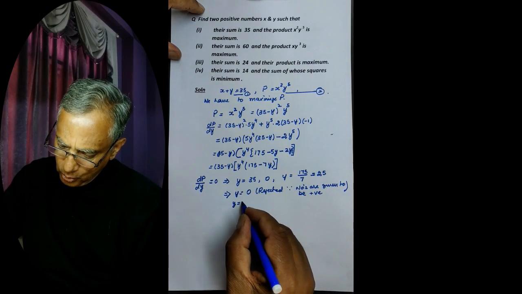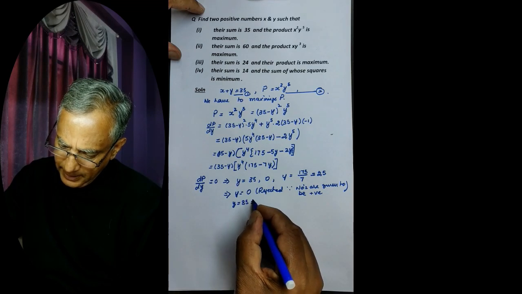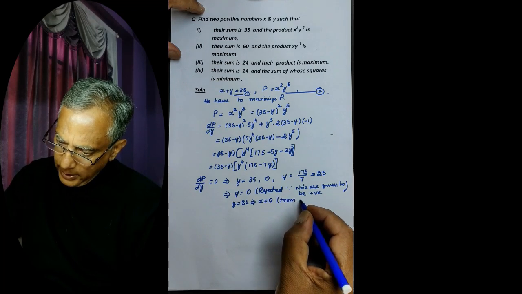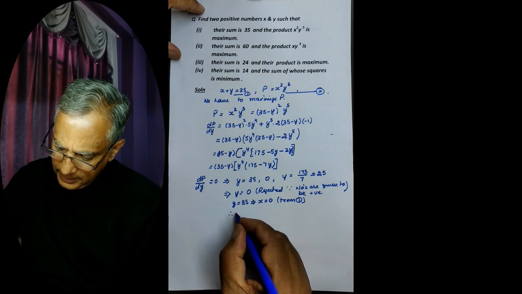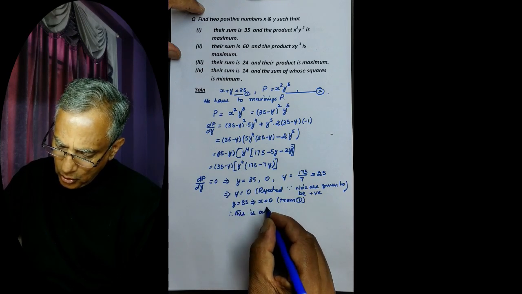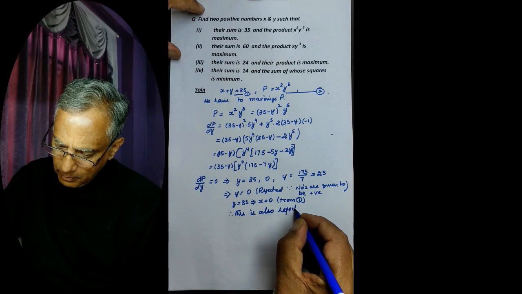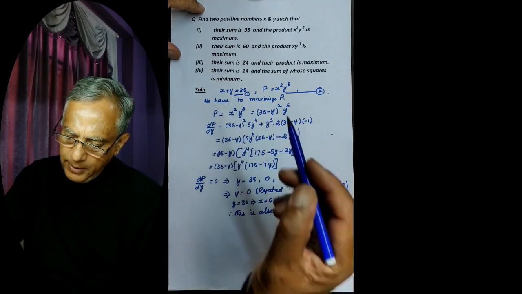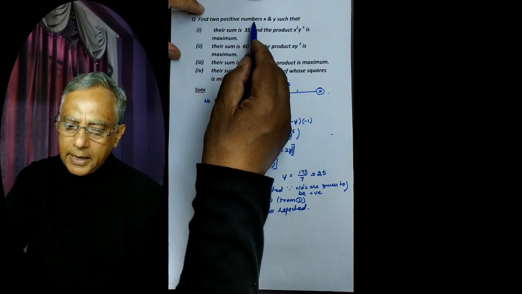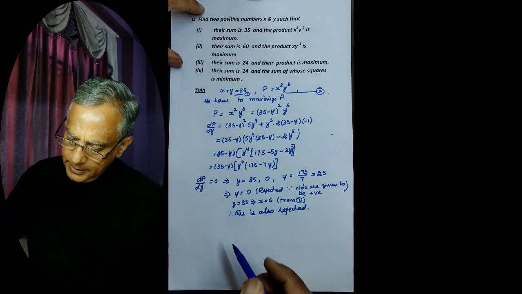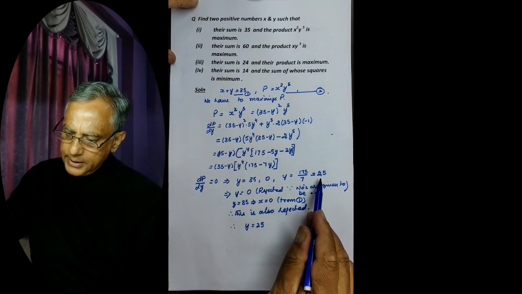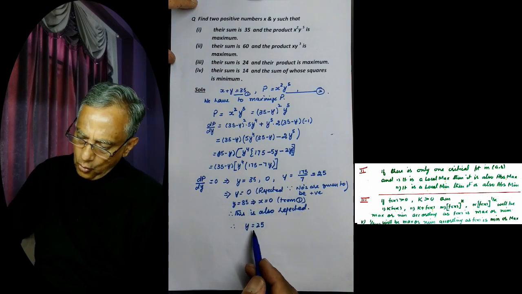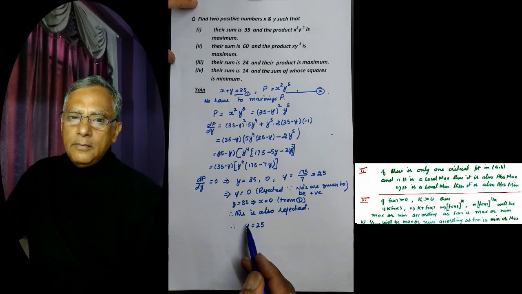And y is equal to 35 implies x is equal to 0 from 1. Therefore, this is also rejected because x cannot be 0. If we put y is equal to 35 here, x will be 0. But x cannot be 0 because the numbers are given to be positive. We are left with y is equal to 25. So we have only a single critical point.